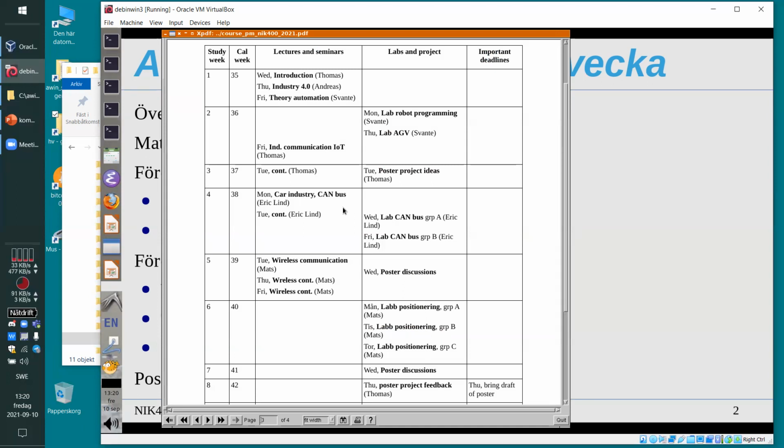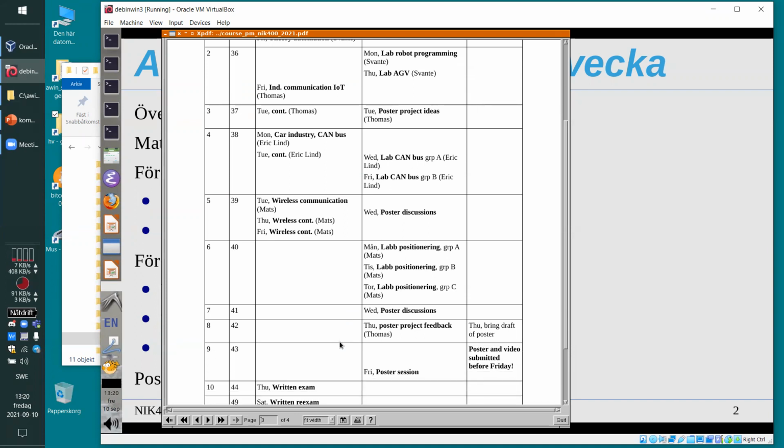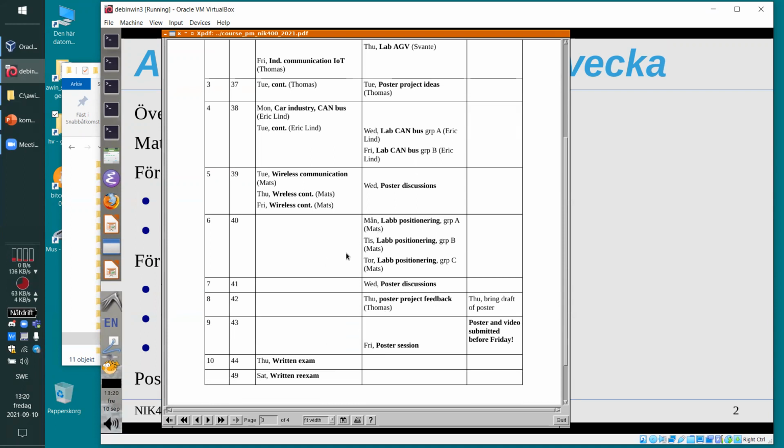Then next week, it will focus on the CAN bus and the car industry with Erik Lind, he's a consultant working in the car industry. An old-time teacher. He has been teaching here some years ago. Next, we have Mats with the wireless communication and some positioning lab, and then it's the poster project the remaining time. But there is a written exam, so it's a little bit important.